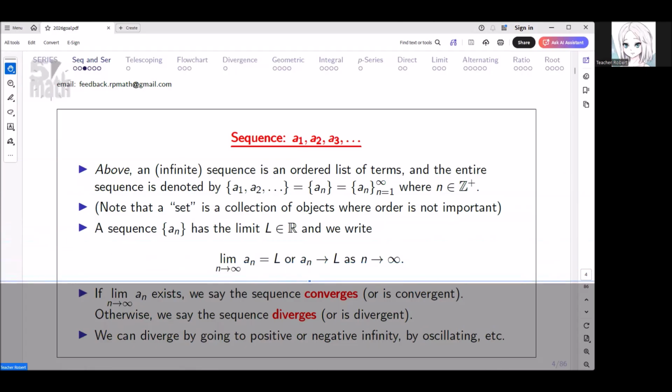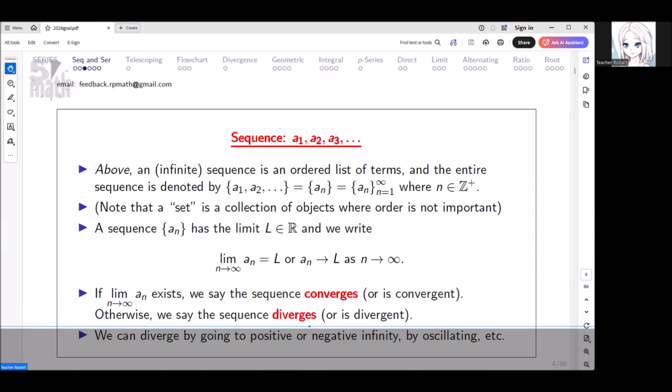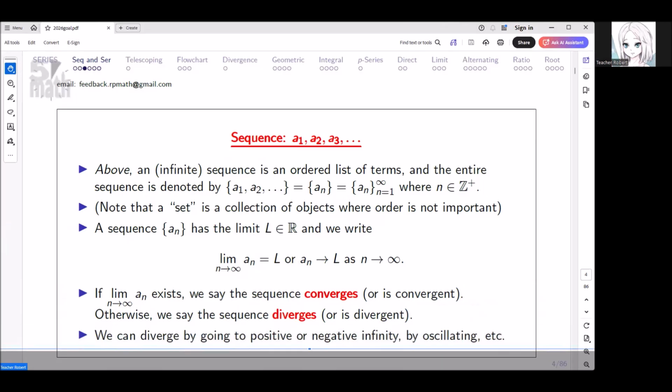A sequence an has the limit L in R, and we write limit n to infinity an equals L, or an to L as n to infinity. If limit n to infinity an exists, we say the sequence converges or is convergent. Otherwise, we say the sequence diverges or is divergent. We can diverge by going to positive or negative infinity, by oscillating, etc.